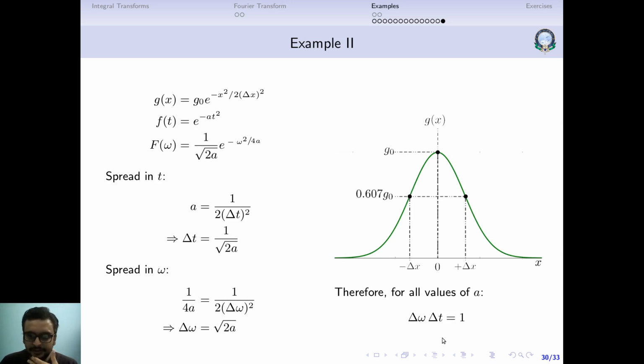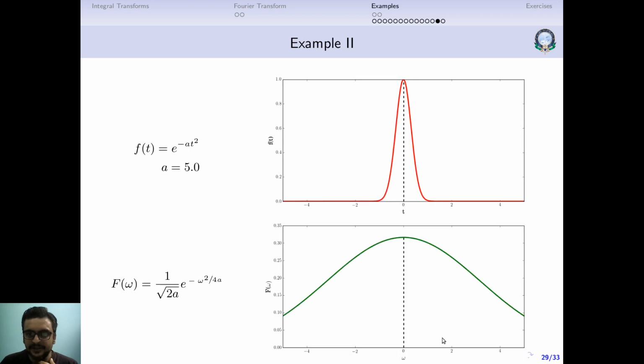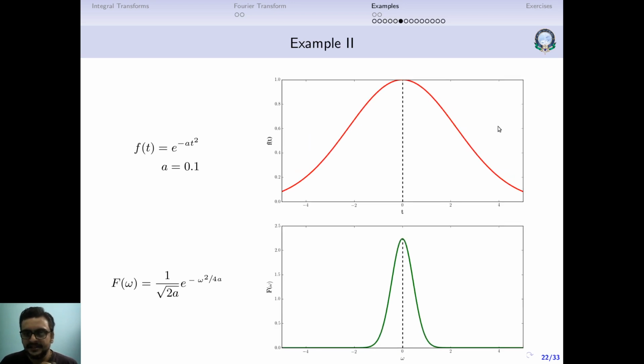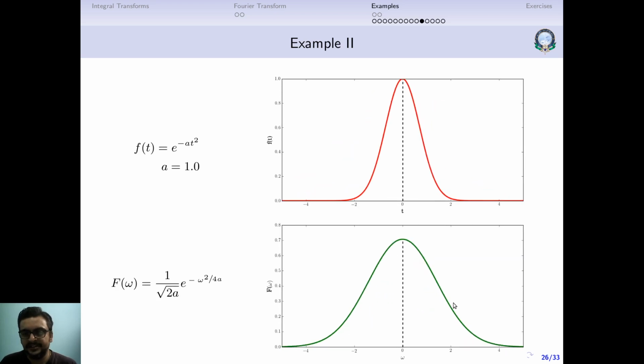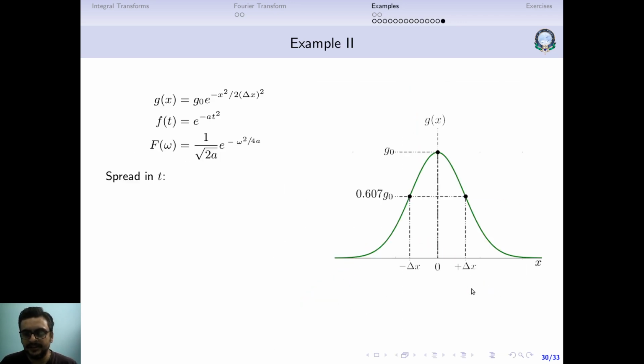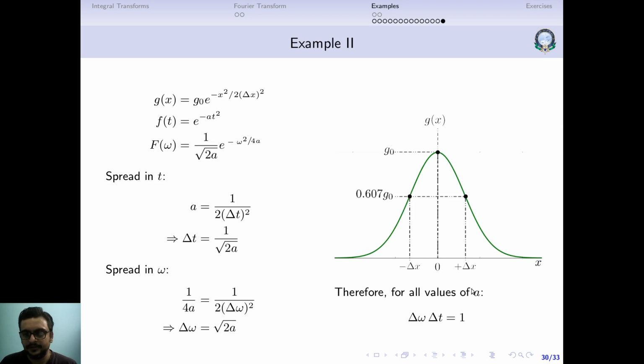Okay, so this is exactly what we see over here. This is your delta t and this is your delta omega. When delta t decreases, delta omega is increasing, because the product of this delta t and this delta omega must always be equal to 1.